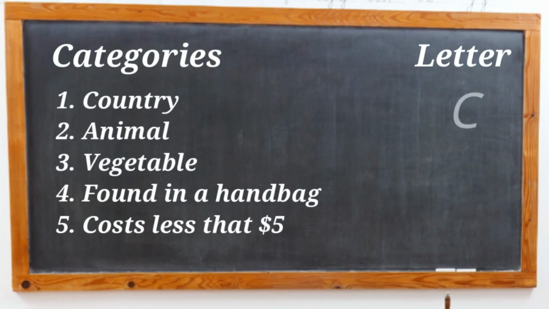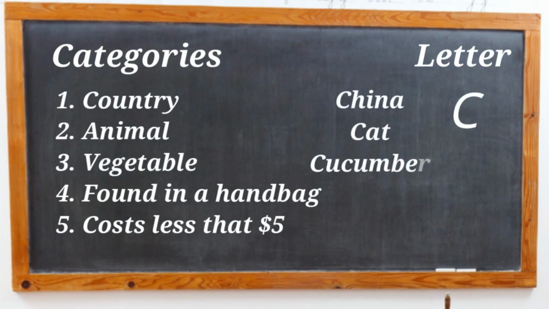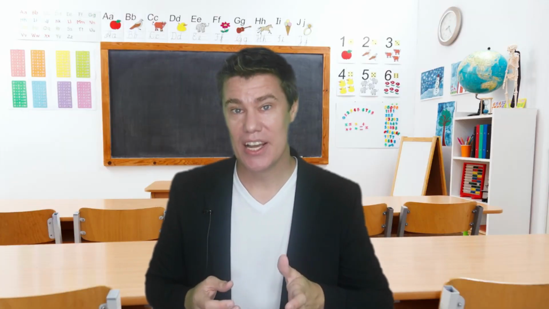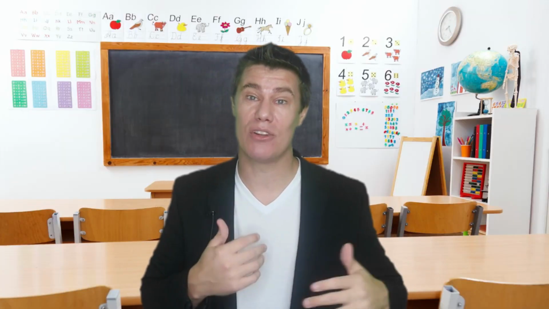For example, the letter C. They have to think of words starting with the letter C for the given categories. Country, China, animal, cat, vegetable, cucumber. Only unique answers score points, challenging students to think outside the box.